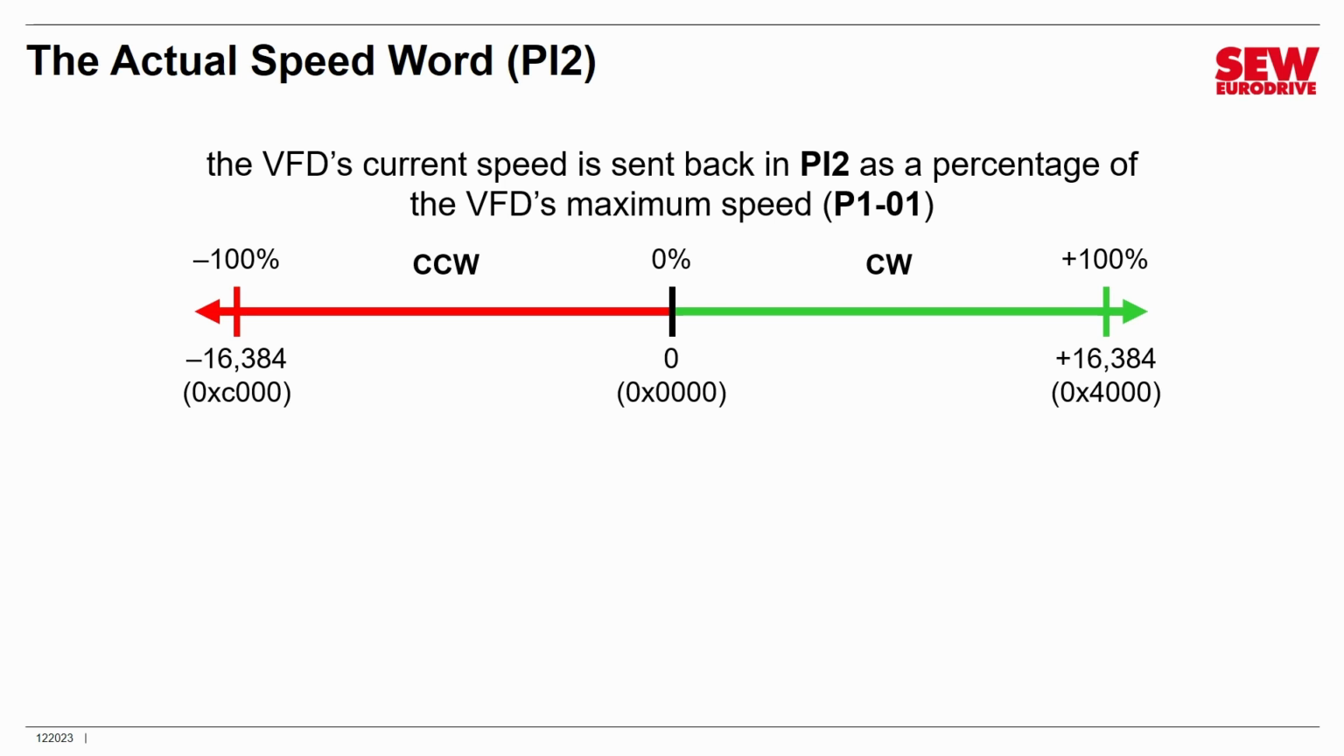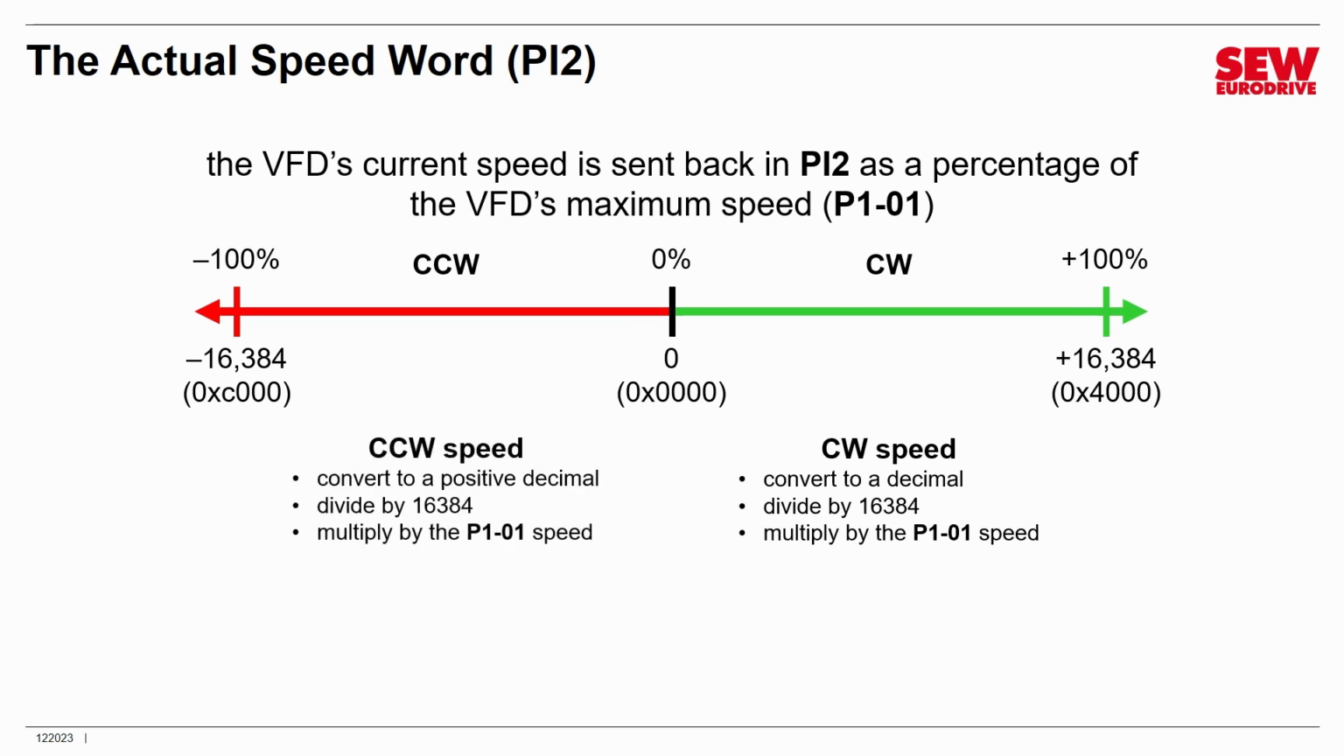So to interpret this, here's what you do. You convert it to a decimal. So take PI2, convert it to decimal, divide by 16,384, and multiply by the speed in parameter 1-01. If it's turning counterclockwise, you do exactly the same thing, but you'll have to convert it to a negative decimal because it will come back negative to begin with. But then you divide by 16,384 and multiply by the parameter 1-01 speed.